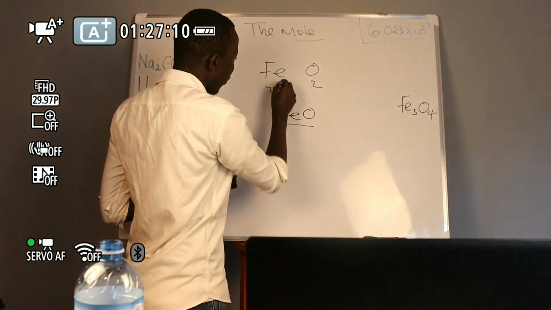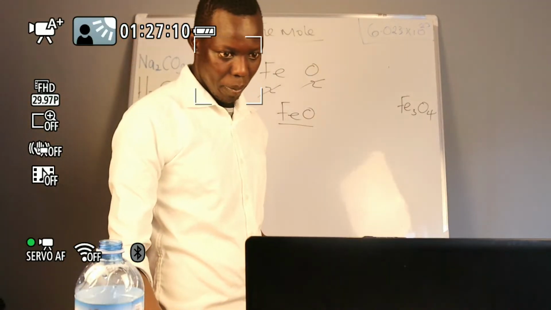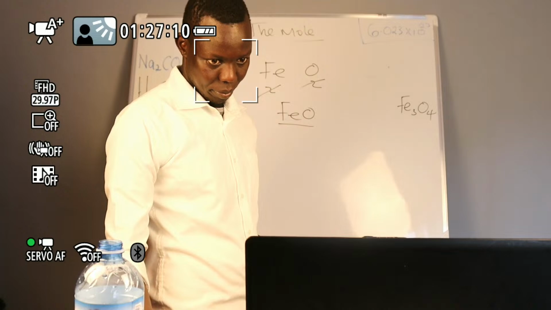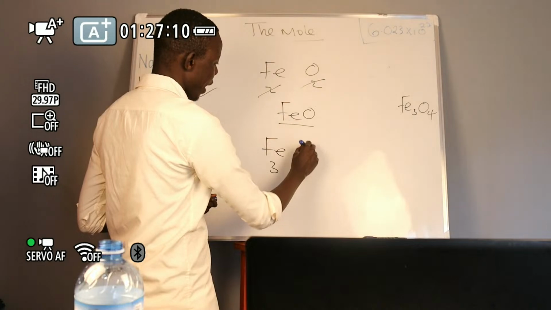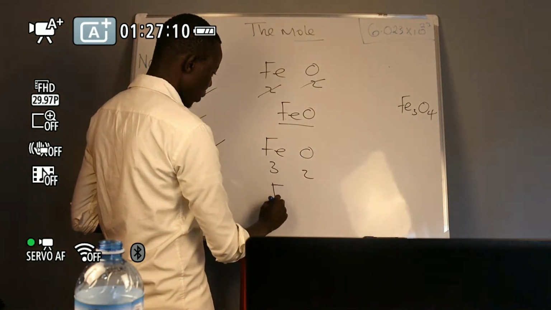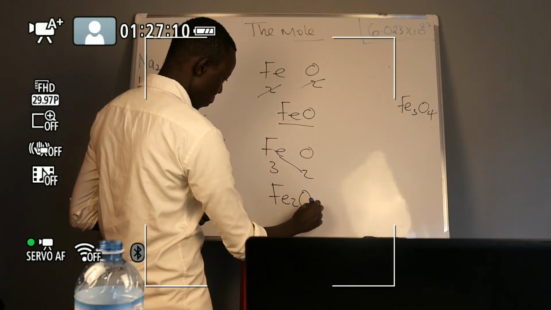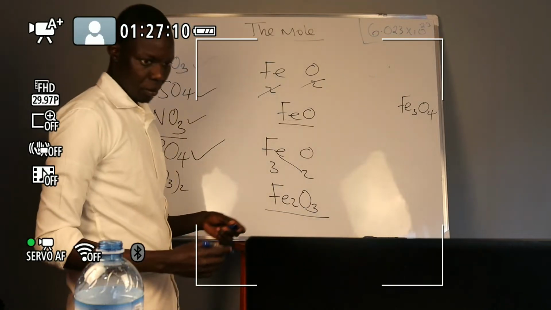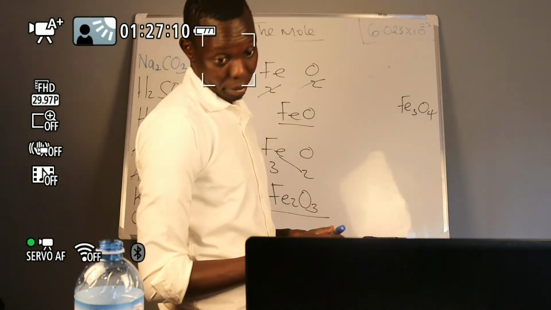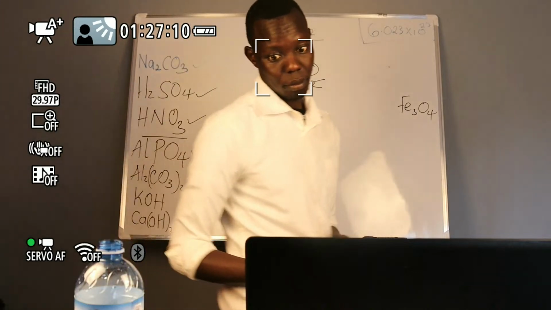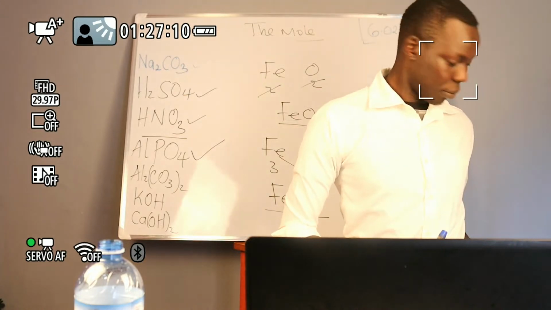Iron 2 oxide: the valency of iron is 2 and the valency of oxygen is 2, so we cancel. For iron 3 oxide, iron is 3 and oxygen is 2, so it's going to be Fe2O3. Tumeelewana? Yes, I think up to that point we're doing well.